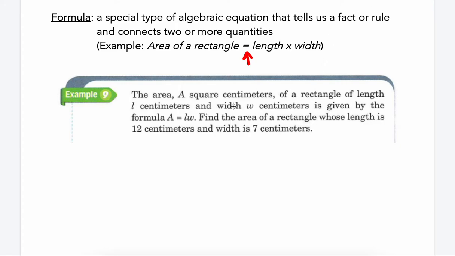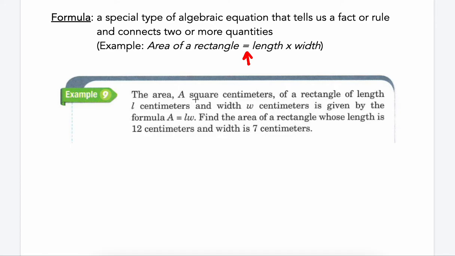Okay, let's take a look at an example involving the area of a rectangle. So example 9 from your book says that the area A square centimeters of a rectangle of length L centimeters and width W centimeters is given by the formula A equals L times W, or LW. Let's pause right there real quick. There's a lot of variables. It kind of doesn't make any sense.